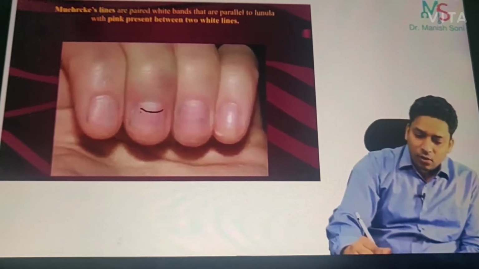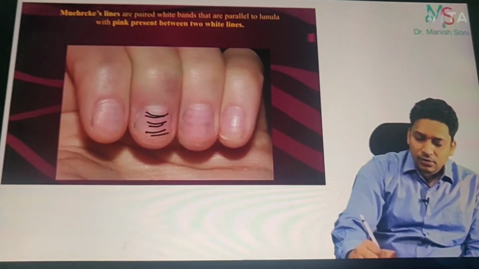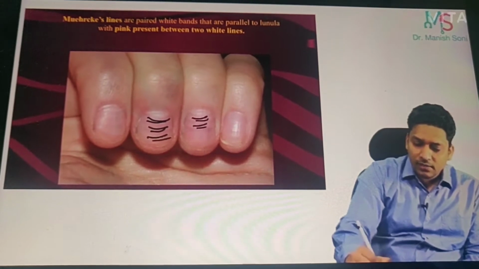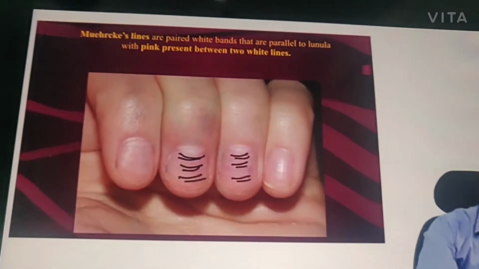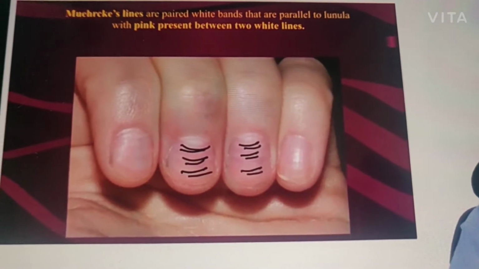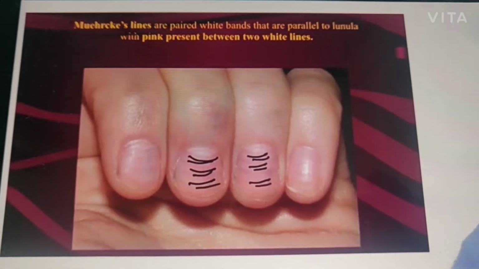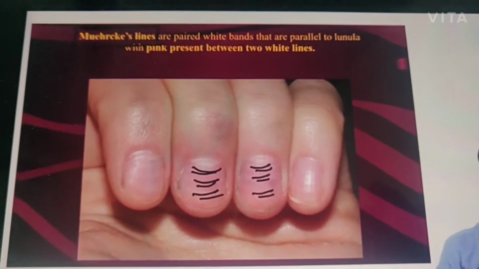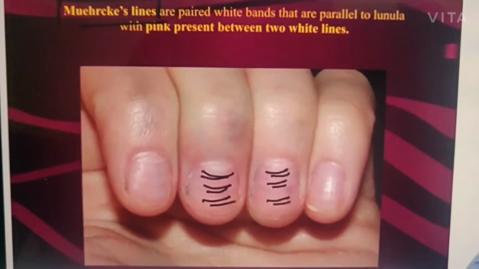While if you find alternate bands of white color, then it is known as banded nails. These are also referred to as Muehrcke lines. So Muehrcke lines or banded nails are alternate bands of white color.